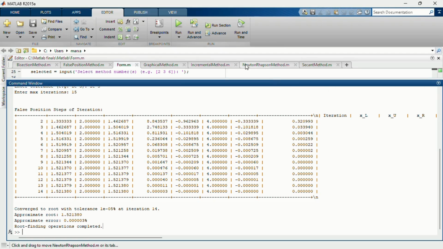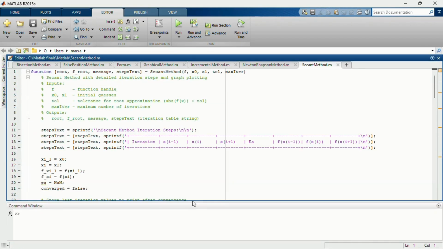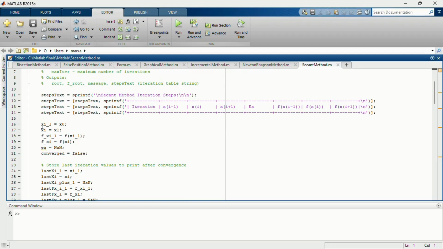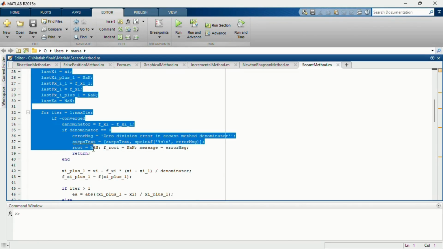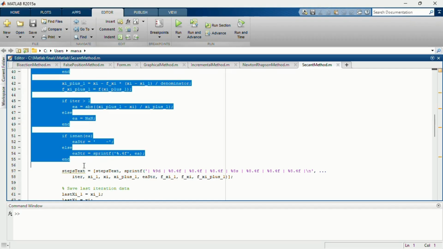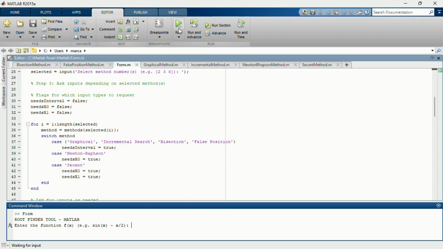Next up is the second method. Let's clear this up. The second method has the iteration table of the second method, the formula that we'll be using to find the root, and below is the GUI graph. So let's run and test.